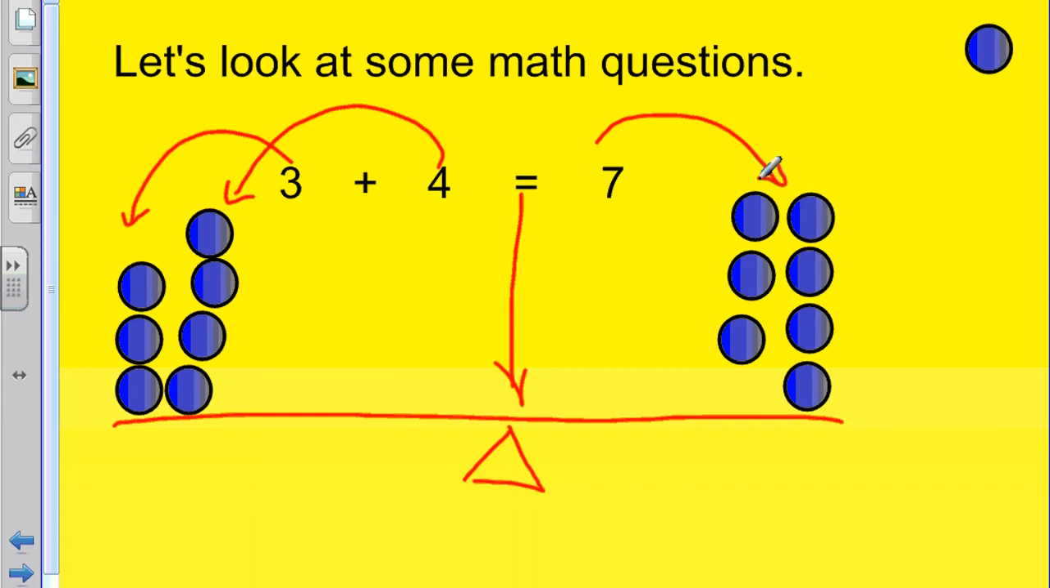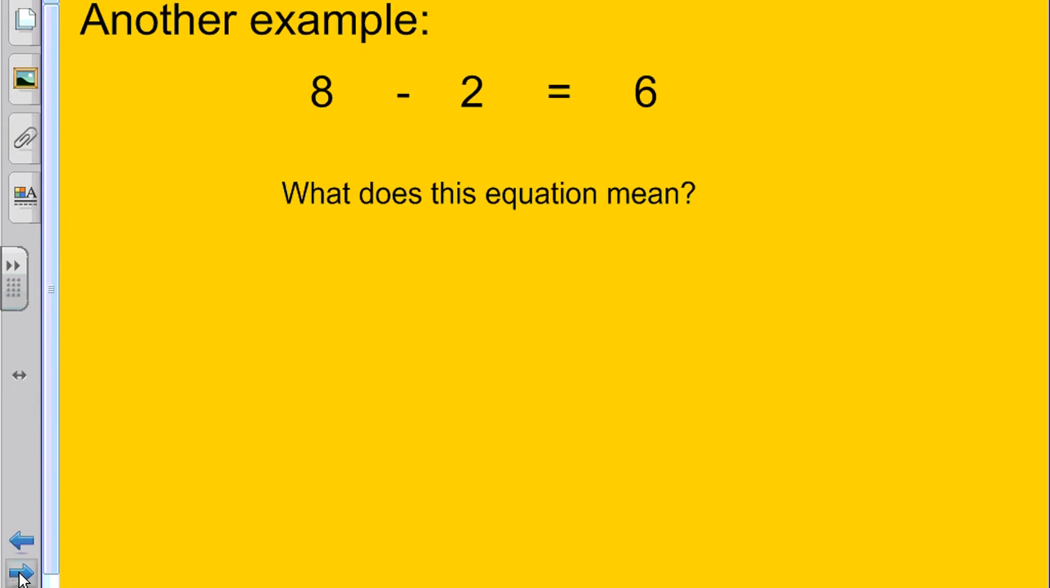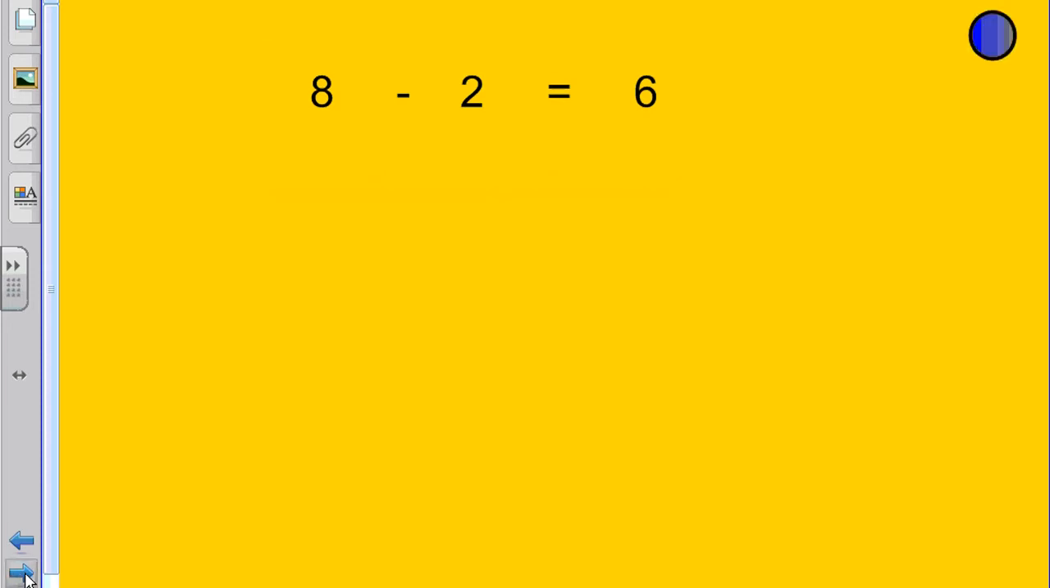Go to the washer. Craig, look at the next question. What does this equation mean? I don't know. What do you think, Teddy? What do you think this equation means? Say it louder so I can hear you.